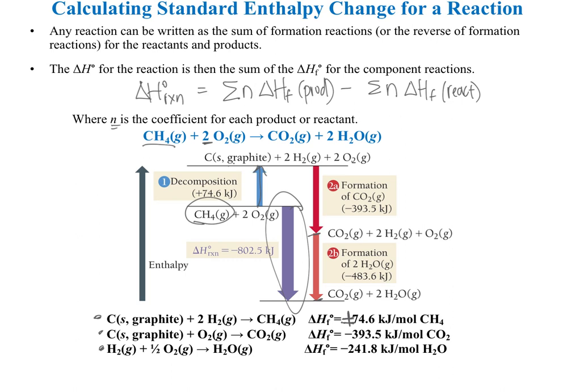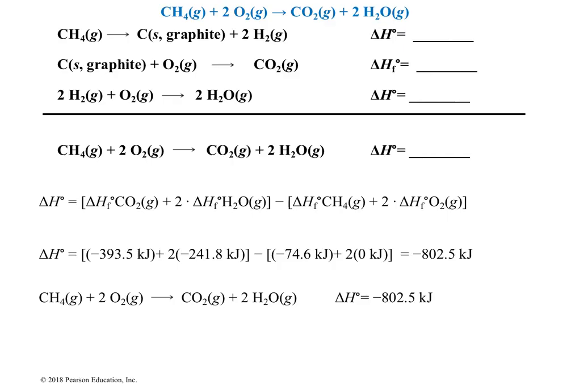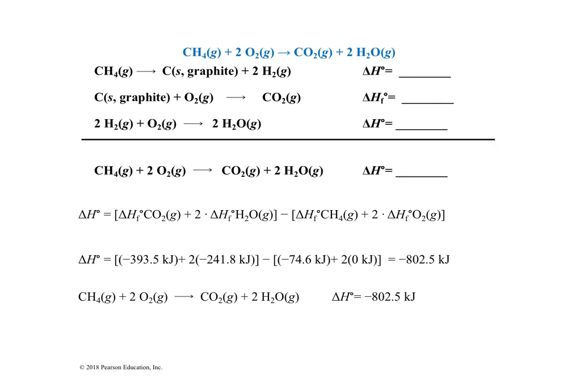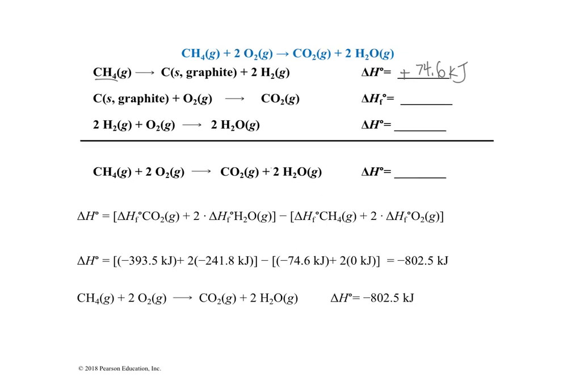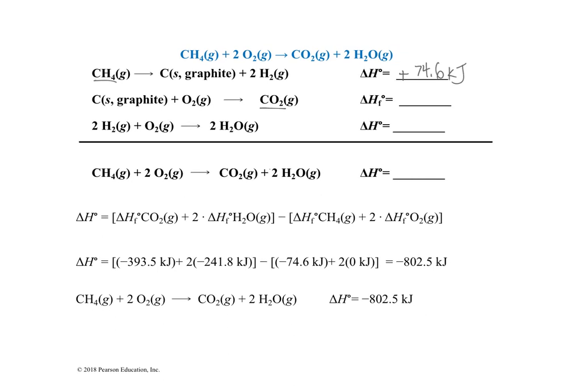So basically what I did is I took the enthalpies of formation and I applied Hess's law to them to get the reaction I wanted. Let's see that more explicitly on the next slide. Here I have the enthalpy of formation for methane, and I wrote it in the reverse direction. So I'm going to take my enthalpy and make it positive 74.6 kilojoules. Now I am creating CO2, and so that enthalpy of formation is negative 393.5 kilojoules.